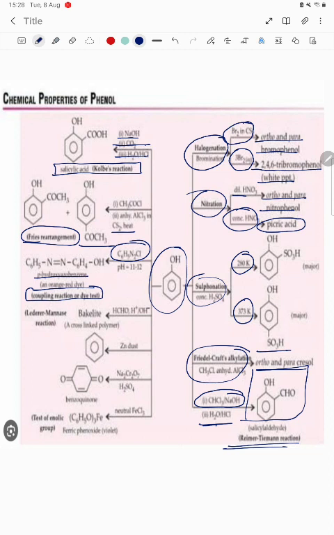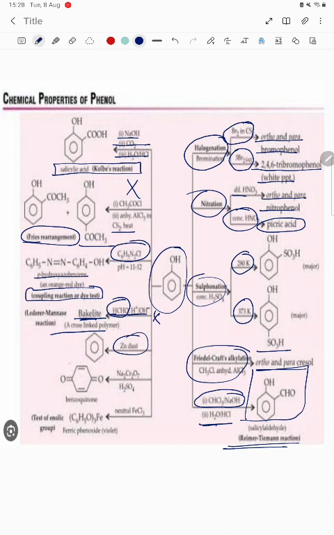Next one is, if you are treating with HCHO and water, it will give bakelite. This reaction and the previous reaction are not there in CBSE. So it will give bakelite if you are treating with formaldehyde.